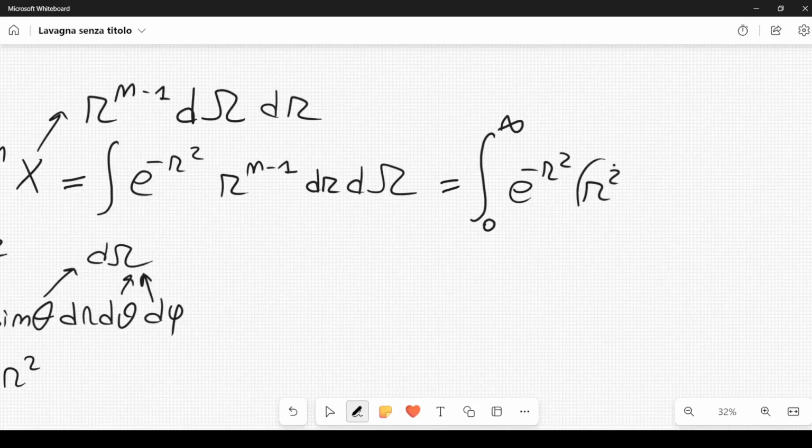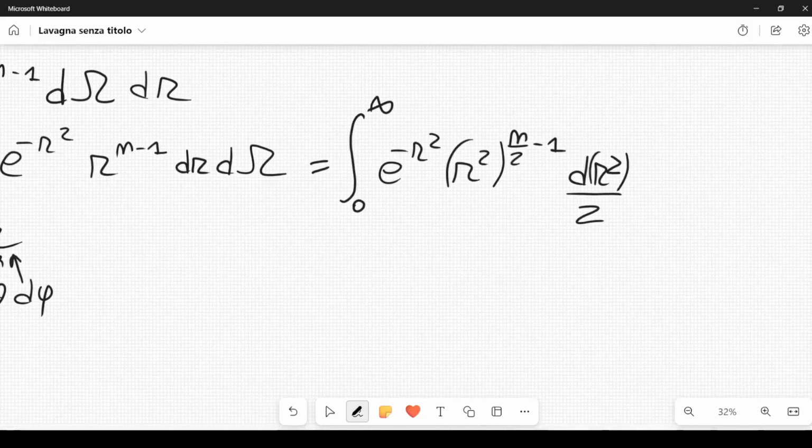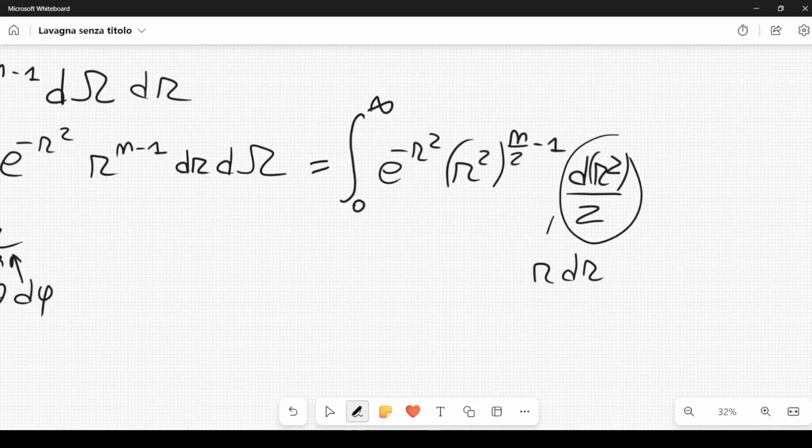R squared to the power n over 2 minus 1, and then here I have the differential of r squared, and then I divide by 2. So it is quite easy to see that this is coincident with this, because d r squared over 2 is just equal to r dr, multiplied by 2 divided by 2. So it's just r dr. This is just r dr.